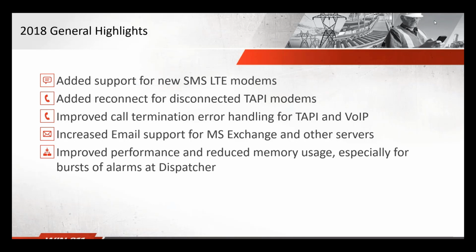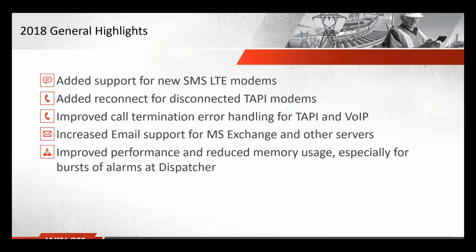That includes TAPI modems that get physically disconnected, TAPI modems that perhaps got lost in a virtual environment, reclaimed by the host and came back, even if they moved COM ports. So the TAPI modems are certainly as reliable as they've ever been with the 2018 changes. And then improved call termination error handling for TAPI and VoIP. So if we have unexpected call drops or call failures of any kind, then we will optimize how we move on and get to the next phone call. That was a significant change we made to the voice module in 2018.